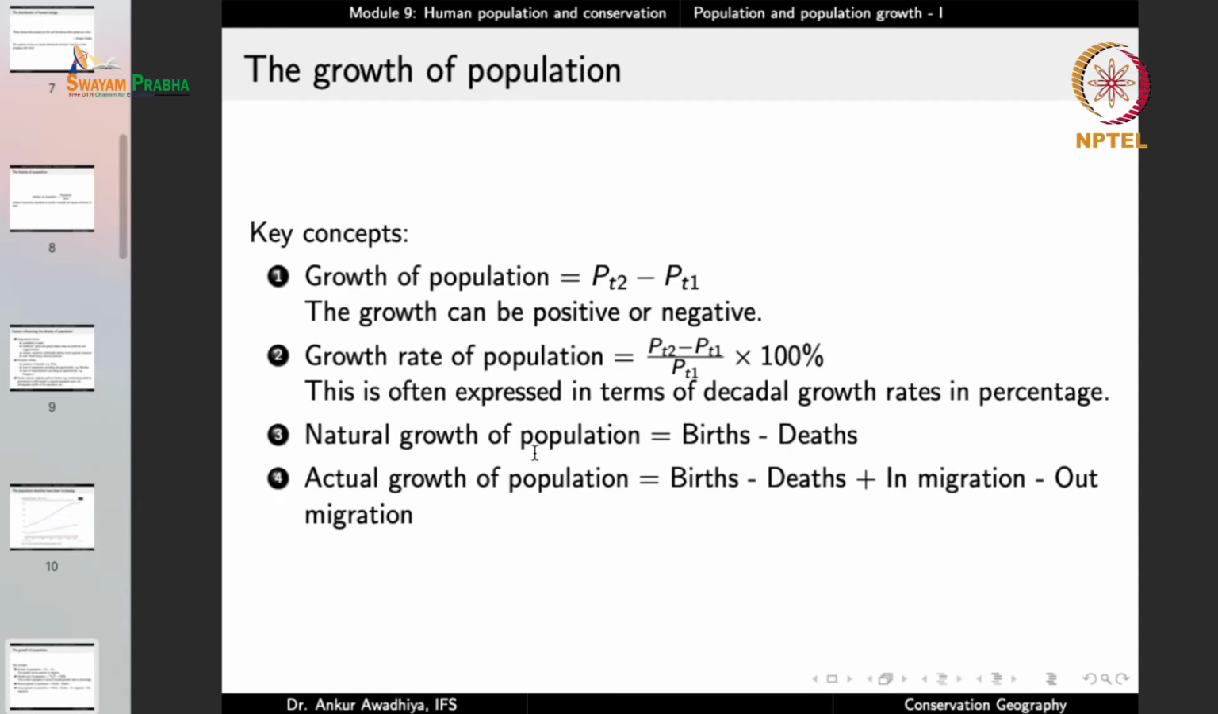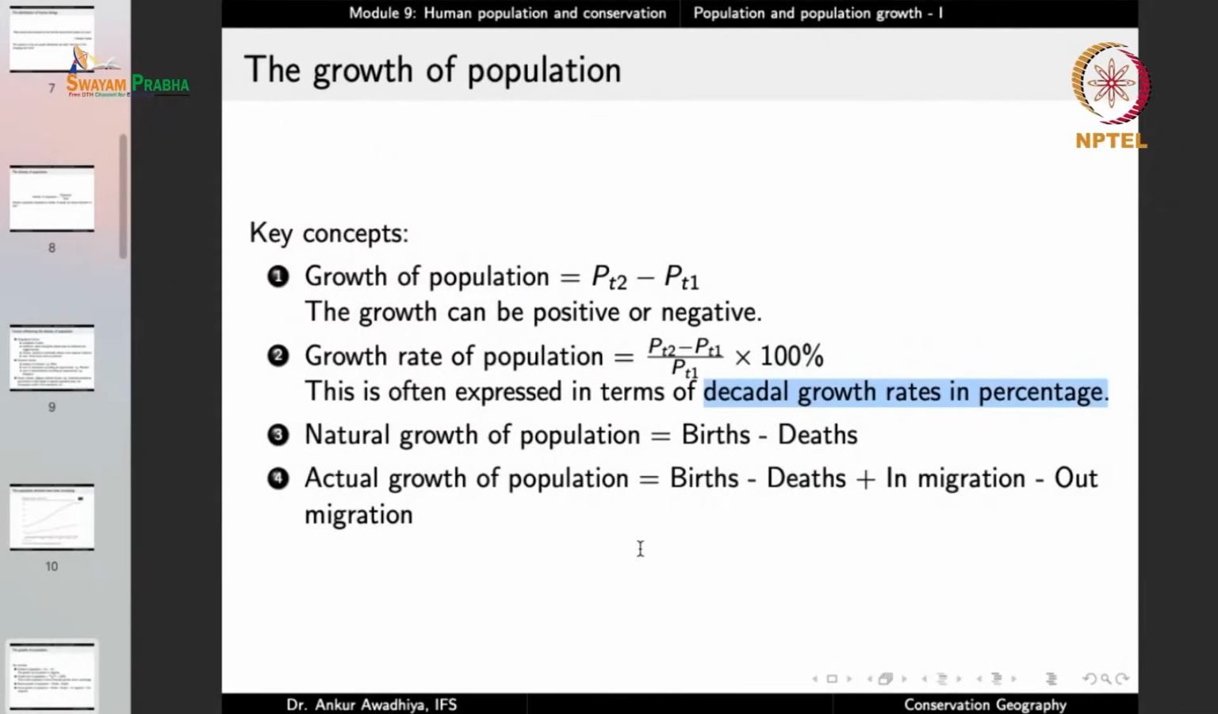And this growth in population can also be represented in terms of the growth rate of population, which is defined as (population at time t2 minus population at time t1) divided by population at time t1, into 100%. Now, typically, because the population grows slowly, we express the growth rate of population in terms of decadal growth rates in percentage. That is, the difference t2 minus t1 will be 10 years. So how much has the population changed in the last 10 years? And in terms of percentage, that would be the growth rate of population, or the decadal growth rate of population.